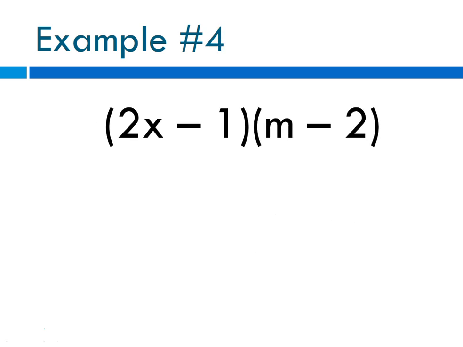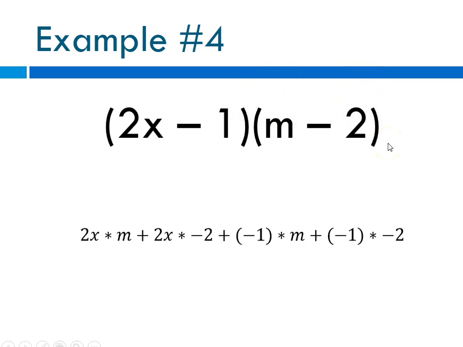Alright, let's look at one more example of a binomial times a binomial. So this one, we're going to multiply 2x times m, and then 2x times negative 2, negative 1 times m, negative 1 times negative 2.